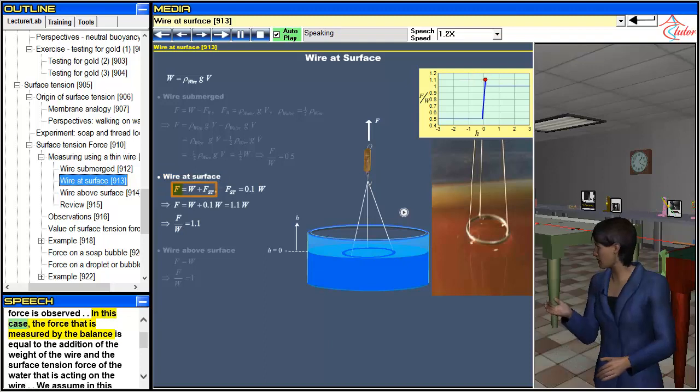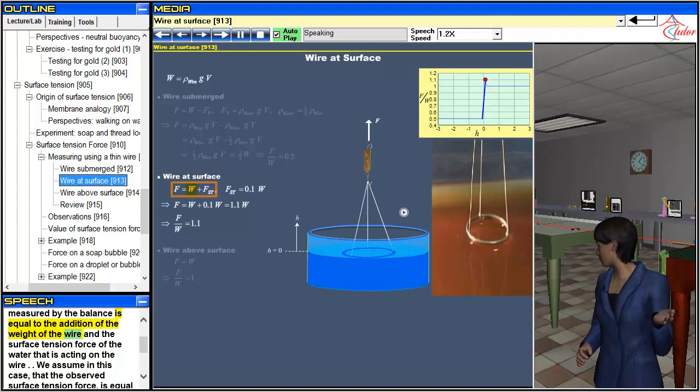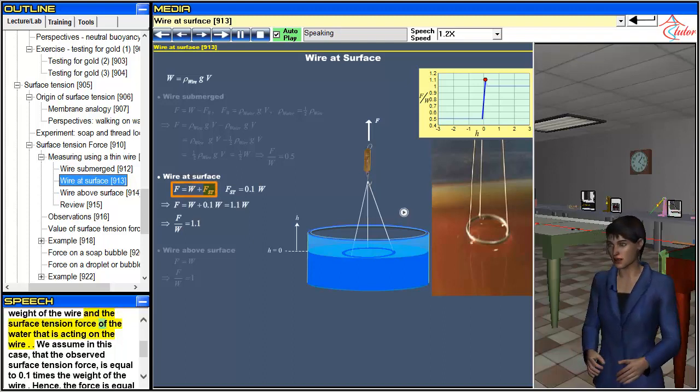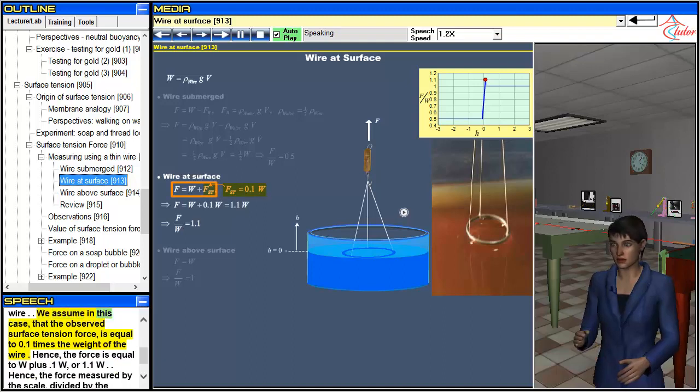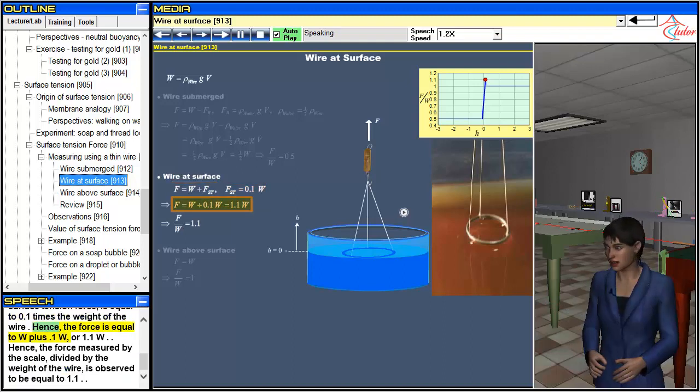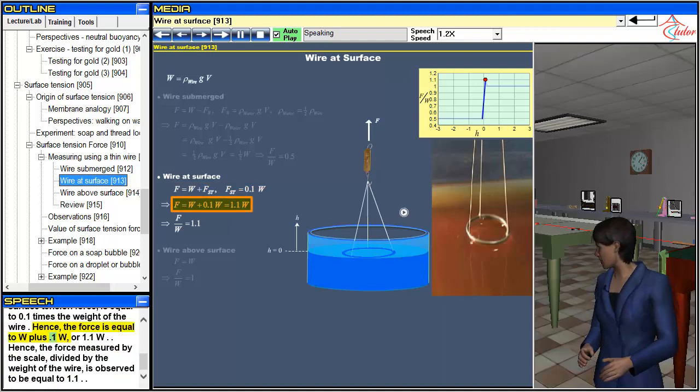In this case, the force that is measured by the balance is equal to the addition of the weight of the wire and the surface tension force of the water that is acting on the wire. We assume in this case that the observed surface tension force is equal to 0.1 times the weight of the wire. Hence, the force is equal to W plus 0.1 W, or 1.1 W. Hence, the force measured by the scale, divided by the weight of the wire, is observed to be equal to 1.1.